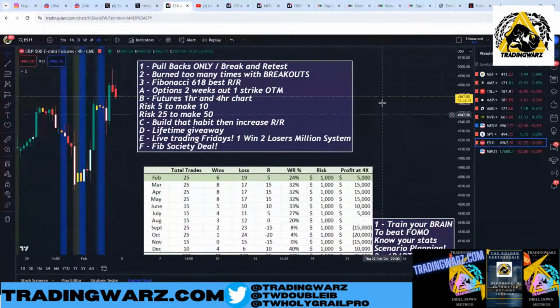Would you consider MCL? Yeah, sure. I could definitely take a look. Options 2 weeks out, 1 strike out of the money. Futures, 1 hour and 4 hour chart for swings, and the 5 minute and 15 minute for intraday.